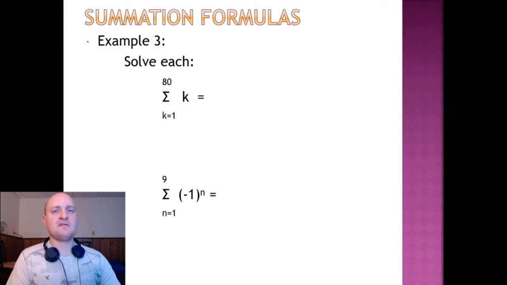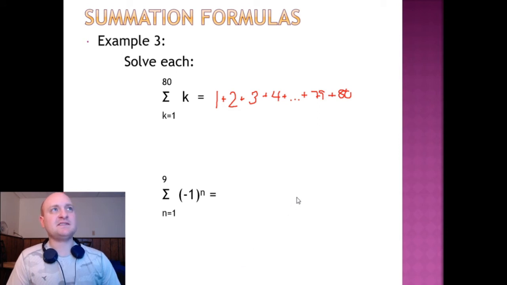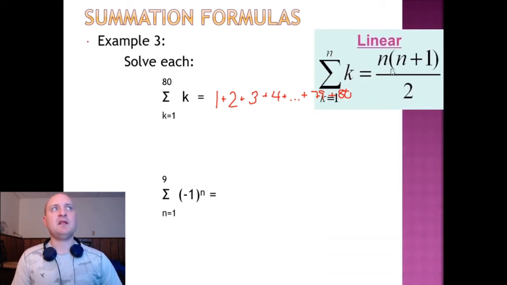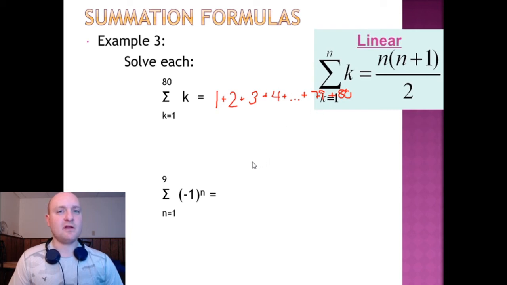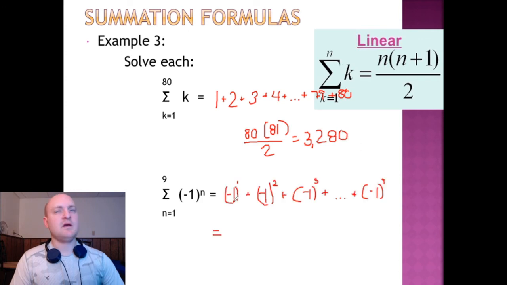For each of these summation notation problems, I'll write out the start of the expression, but we should really consider a shortcut for each one. For this first one, it counts up k values from 1 to 80. So we would count 1 plus 2 plus 3. It's fortunate for us that this is an example of a linear sum, meaning that we could take this shortcut, taking n times n plus 1 over 2, and summarizing this answer into one value very quickly. Our answer is 3,280.